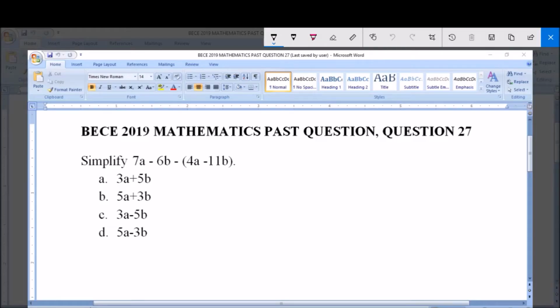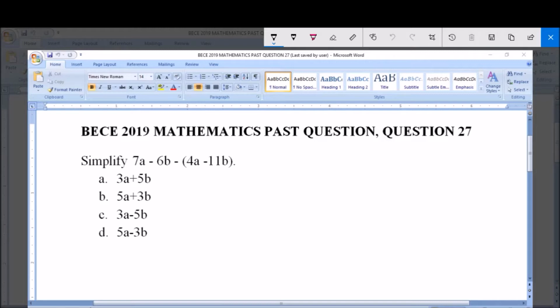Today we're going to be dealing with BECE 2019 Mathematics Past question 27. Simplify 7a minus 6b minus open bracket 4a minus 11b close bracket. So we have to simplify this into its simplest form. When you hear the word simplify, it means what? You have to break this down into its simplest form.